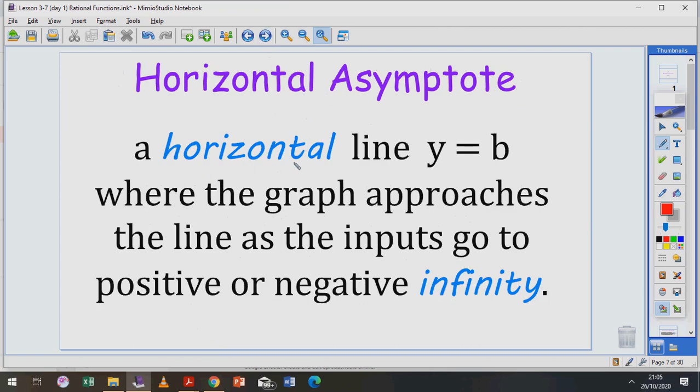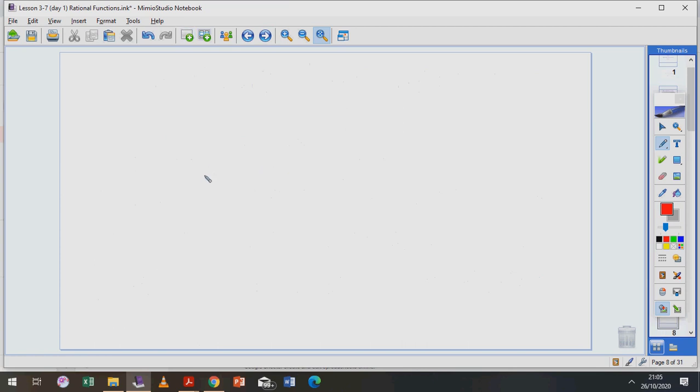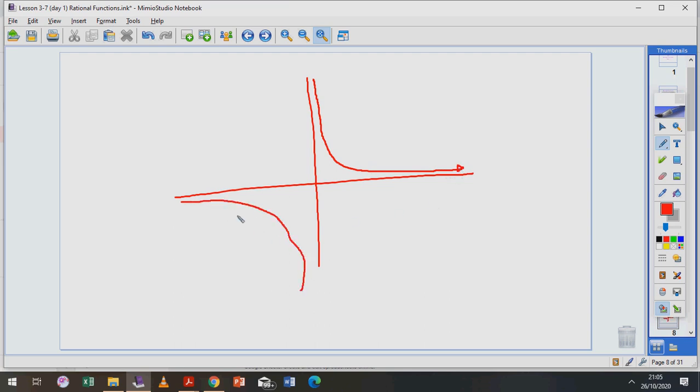A horizontal asymptote is a line y equals b, where the graph approaches the line as the inputs go from positive to negative infinity. I think I showed you this a little bit earlier, but I'll show you again. So the output of this graph approaches 0. I hope you can see that the function is approaching 0, and here the function is approaching this side. The function is approaching 0 as x tends to positive or negative infinity.